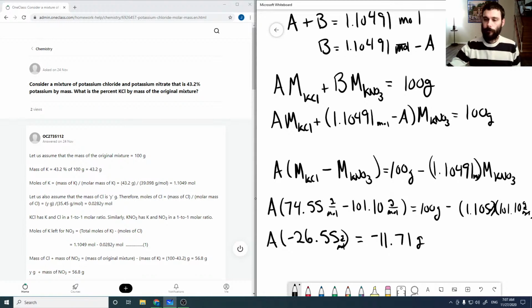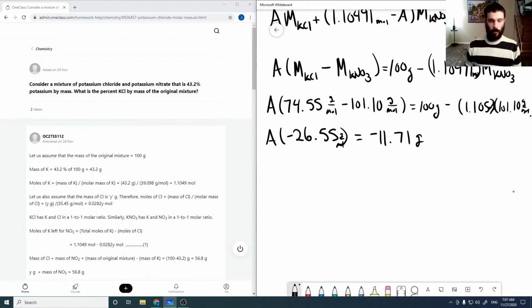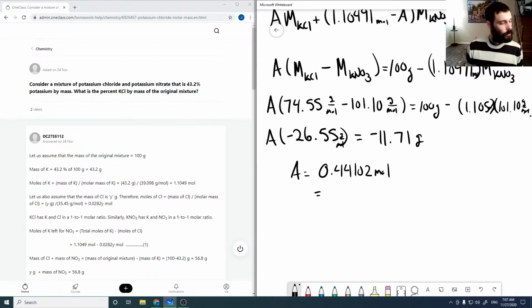And so our A, doing that division, comes out to be 0.44102 moles. So I just expanded the digits back out again, and the amount of significant digits, I guess, would be 3. So more like 0.441 moles. Okay.